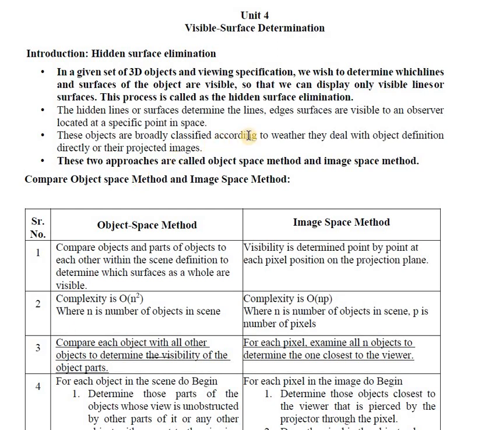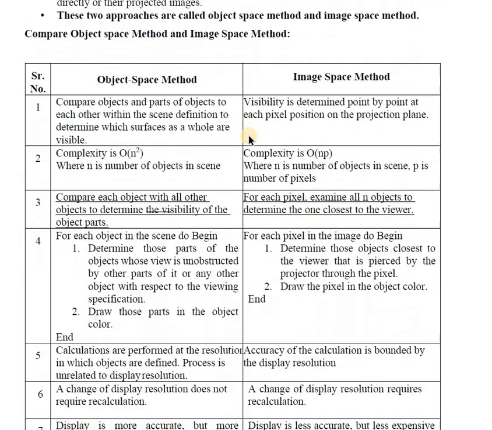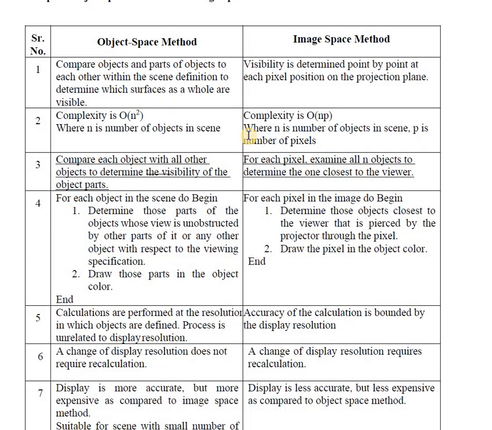Now we have a concept of visible surface determination or hidden surface elimination. There are two types of methods in this: object space method and image space method. In object space method, we work on the objects. So we compare the objects and then we see which objects will be visible from a particular perspective.